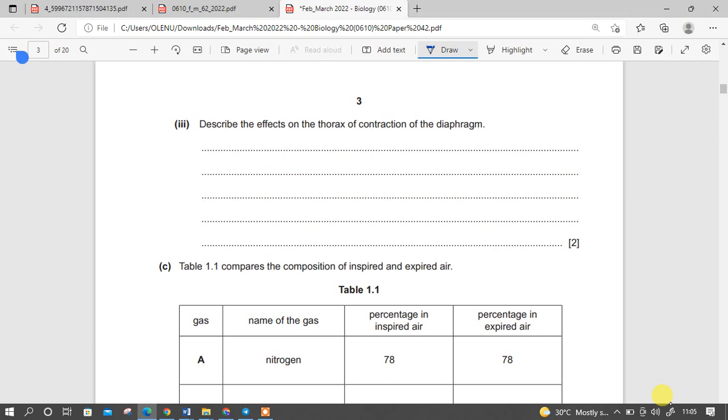Then page 3, it says describe the effect on the thorax of contraction of the diaphragm. Now you should answer this question from the aspect of inhalation and exhalation. Once the diaphragm contracts, you find out that first the volume of the chest will increase, because the contraction of the diaphragm makes air rush into the lungs. So first the volume of the lungs increases.